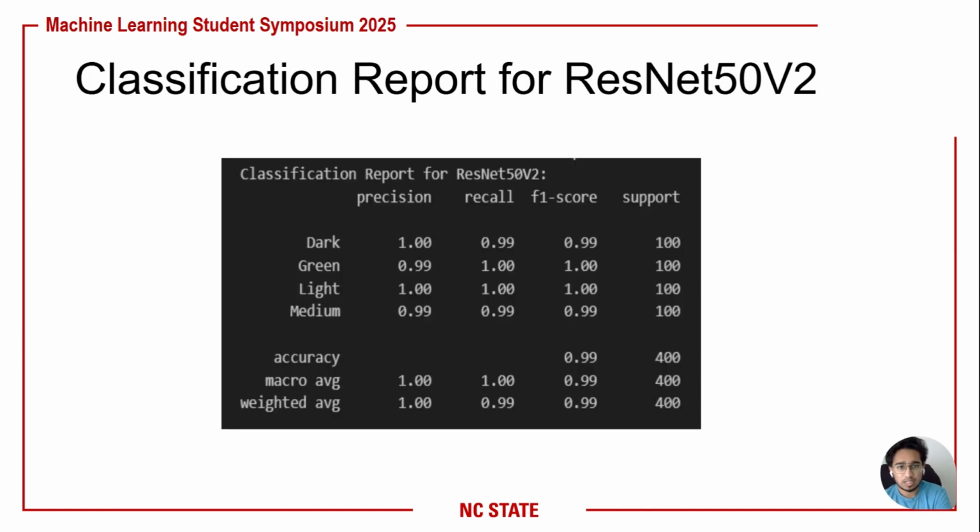And this is our classification report for ResNet 50v2. It shows the various parameters that we used for performance analysis: precision, recall, F1 score, and also support. The weighted average for F1 score was around 99%.